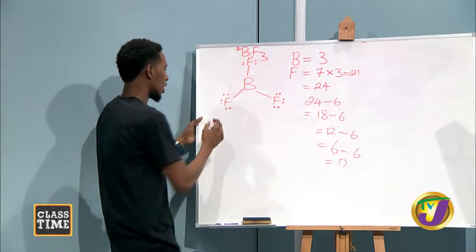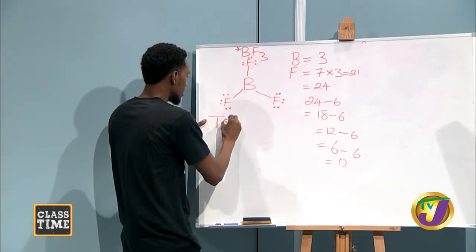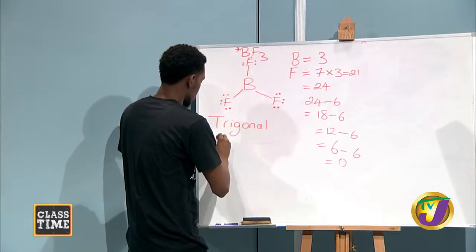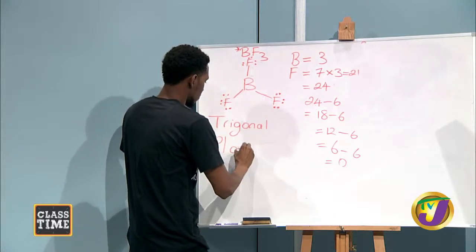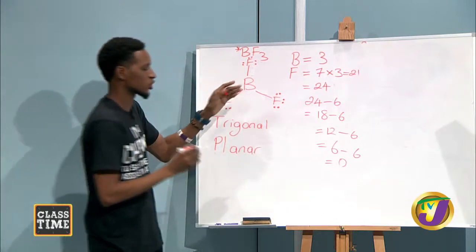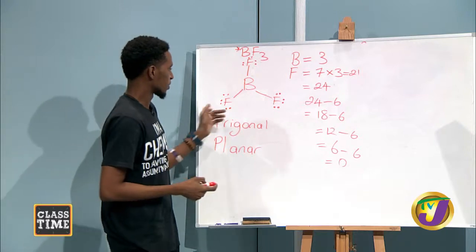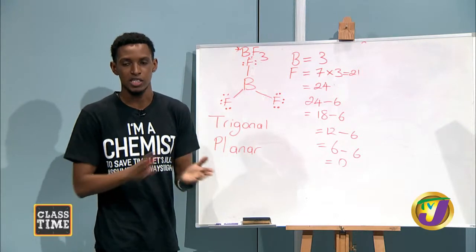And this is what we call trigonal planar. So this is a trigonal planar geometry, right? It's like a triangle, and it's flat.